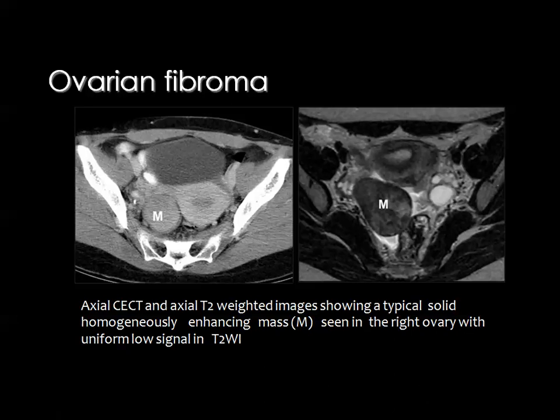This is another example by CT and MRI T2 weighted image. The mass in the CT is solid and of homogeneous CT density. It may contain calcium, as I have said. And here you see the mass in the ovary of dark signal in the T2 weighted image, and this is the uterus.